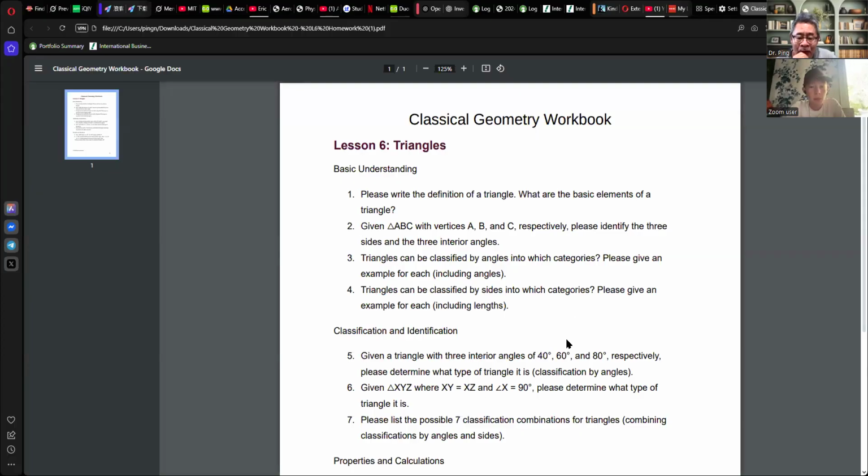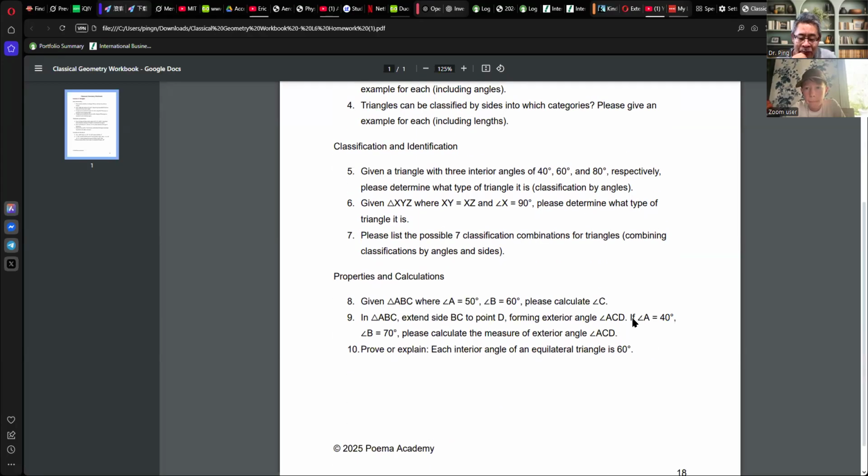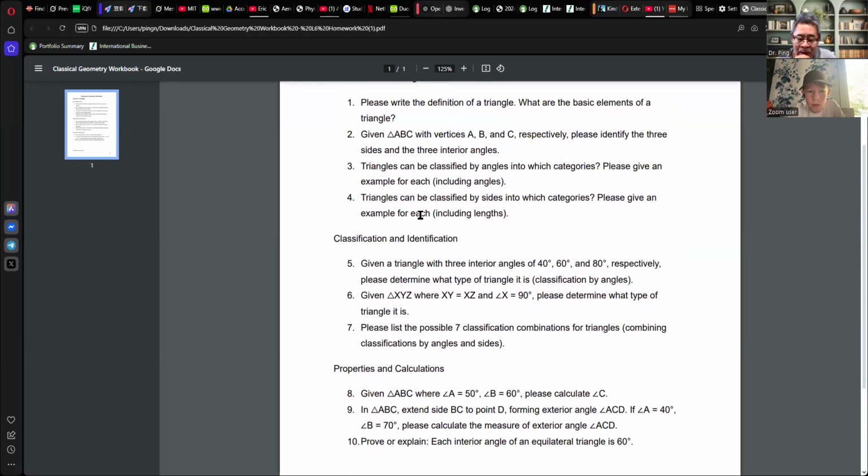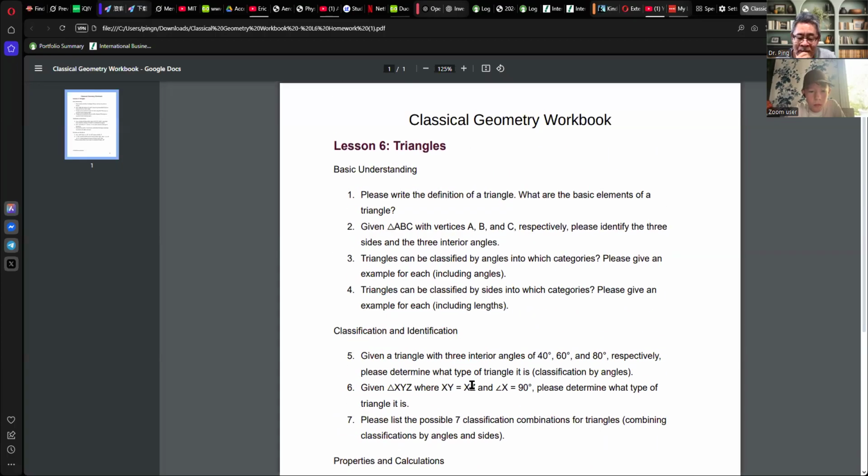Okay, all right. So we have 10 problems, and the breakdown into three different sections has different purposes. The first one is for our basic understanding.